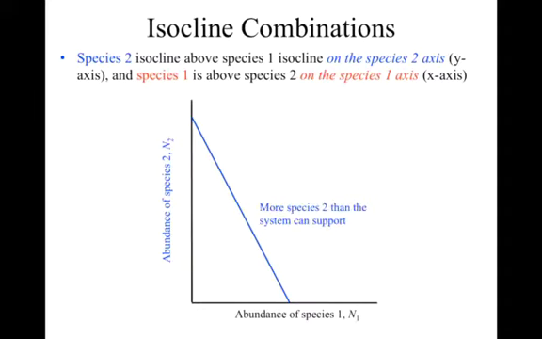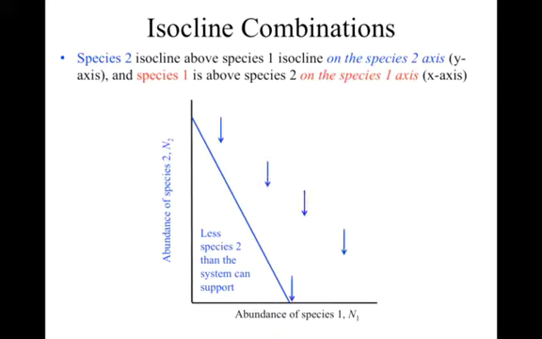So when I am above the species 2 isocline, I have more species 2 than the system can support. And when I am lower along the y-axis than the species 2 isocline, I have less species 2 than the system can support. So when I have too much species 2, my species 2 population should decrease. And when I have too little species 2, my species 2 population should increase. That's the movement of my species 2 population relative to the species 2 isocline.